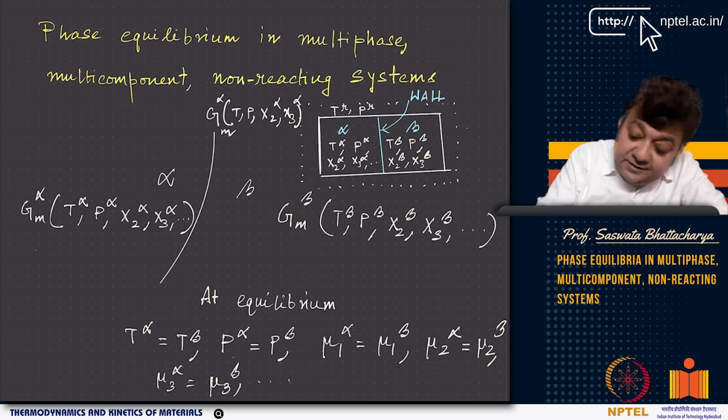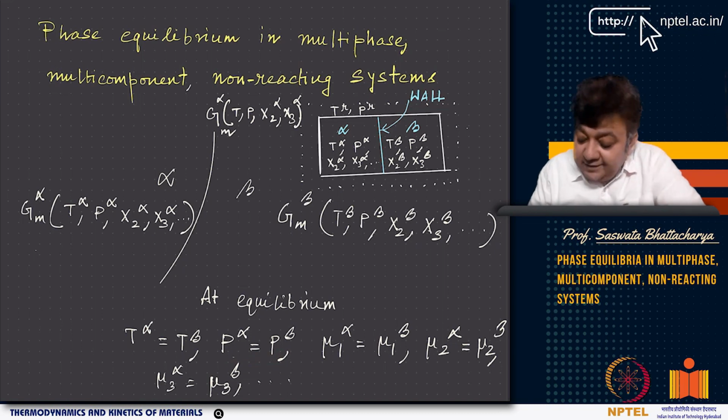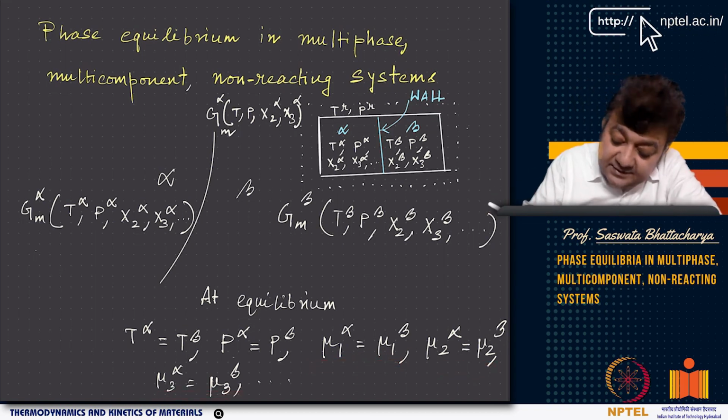So T alpha equals T beta, for example, is thermal equilibrium. P alpha equals P beta is mechanical equilibrium. And for each component, the equality of chemical potentials is basically chemical equilibrium. So you are looking at the same types of equilibria here, right?